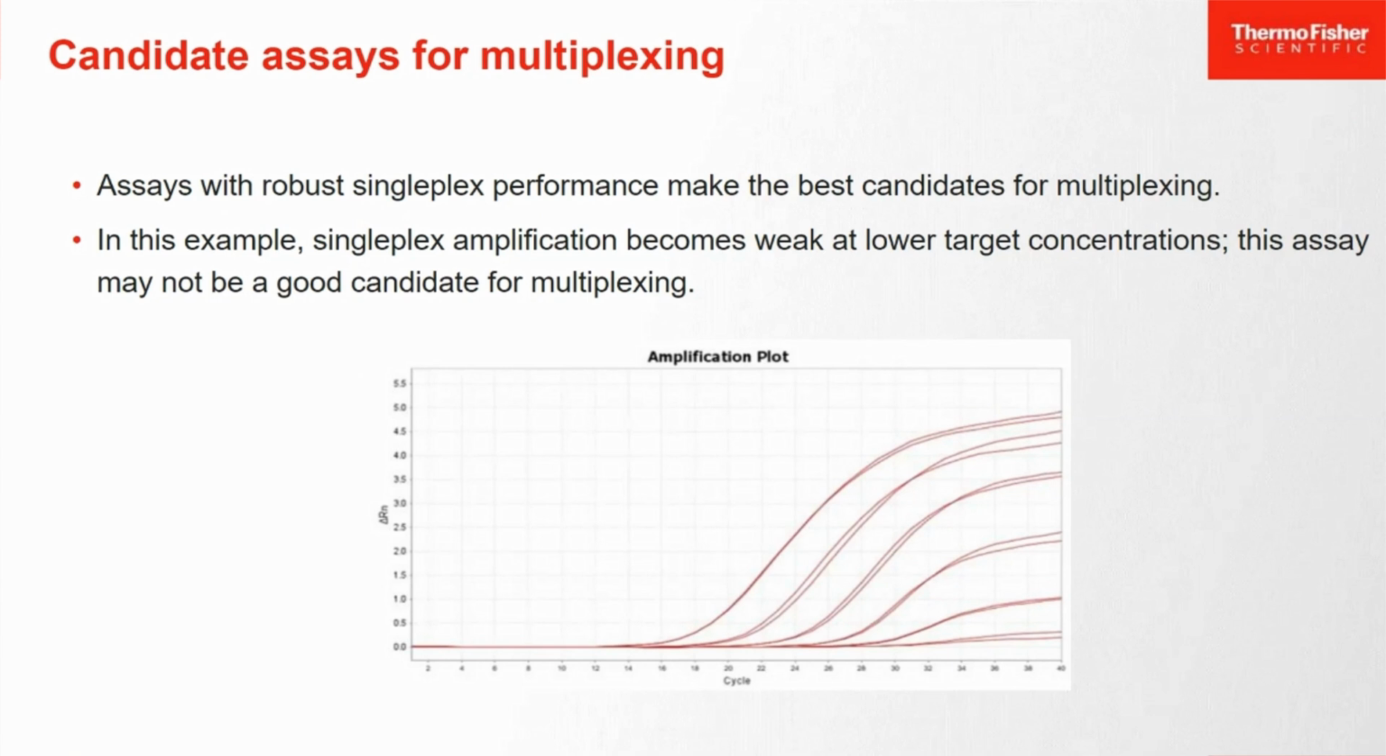Another point is if you have an assay that is not robust, as shown in this example, we can see in this amplification plot, as we go from left to right in the amplifications, that the signal is getting weaker and weaker and weaker. So there's some kind of problem with this particular assay. It may not be a good candidate for multiplexing. You want nice, healthy, robust assays when you're going to engineer a multiplex.